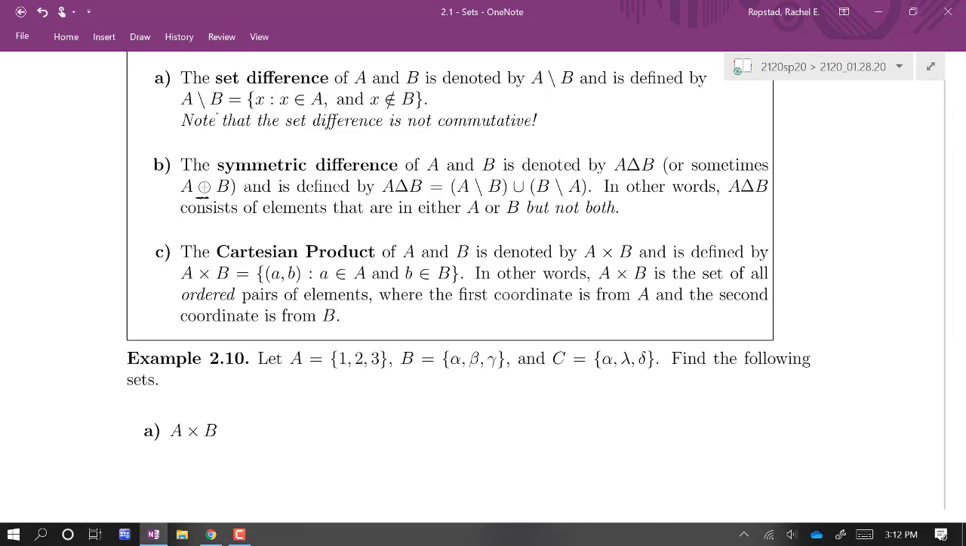The next one gives us a new type of set. When we make the Cartesian product of two sets, we denote it with a little cross. It's a set of ordered pairs. Note the parentheses around the pairs. It's the set of all ordered pairs such that the first element is in A and the second element is in B. So the order matters.